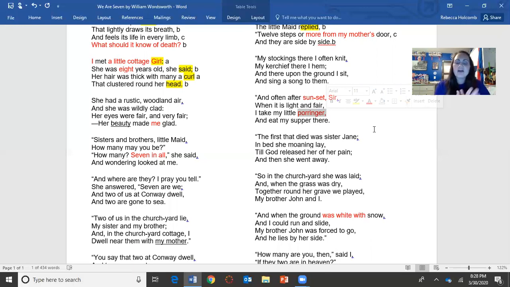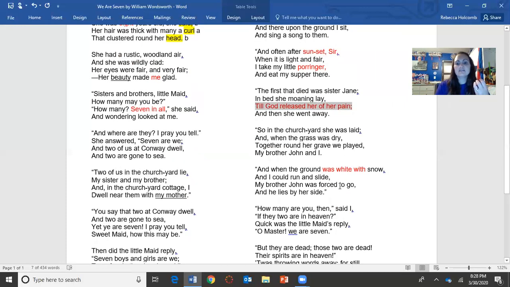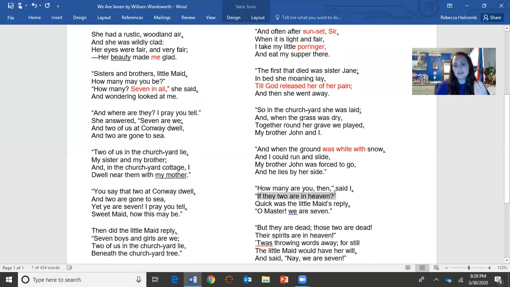And then I love how he is painting this picture of faith, right? Having faith when your loved ones have gone, and he says, till God released her of her pain, and then that the children are in heaven. So that's a great reminder of our faith as well. You know, we as Christians know that when our loved ones die, if they have believed and have faith in Jesus Christ, they go to heaven, and we can see them again.